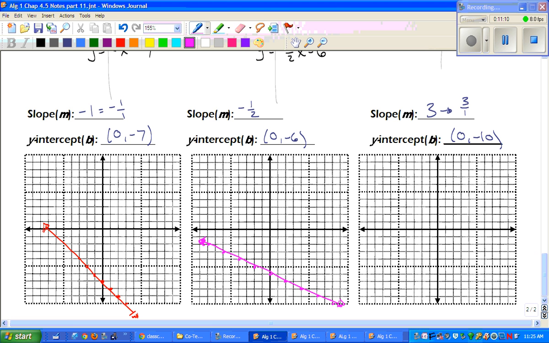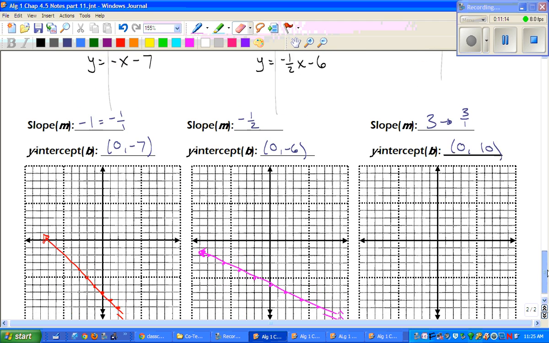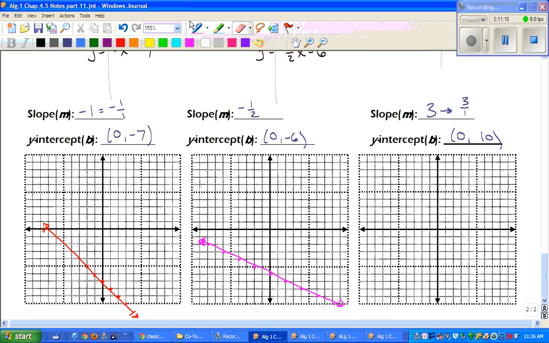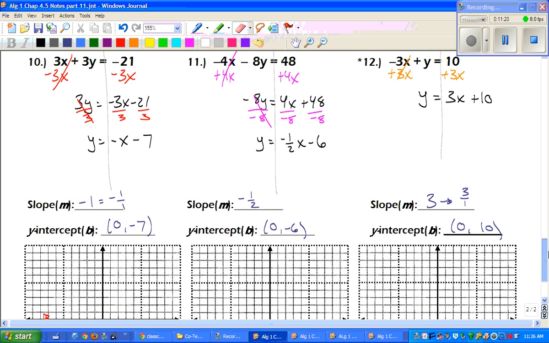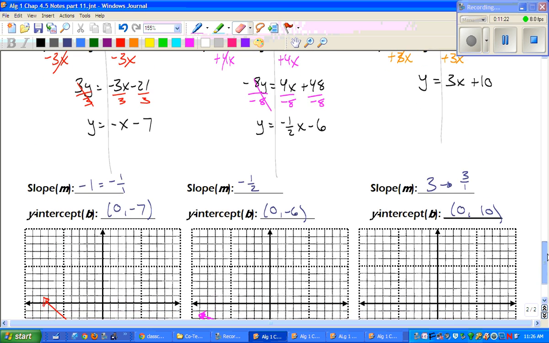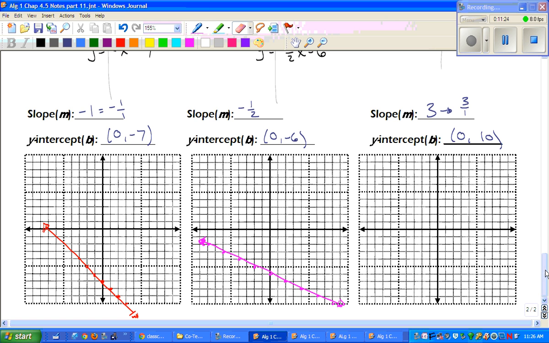Okay, so that should be a positive 10. I don't know where I keep getting these negatives from. So, on number 12, you see that it's 3x plus 10. The slope is 3, which is 3 over 1, and you start at 10. Okay? So, I'm going to start at 10. Oh, let's get on our... I can't go up 3.